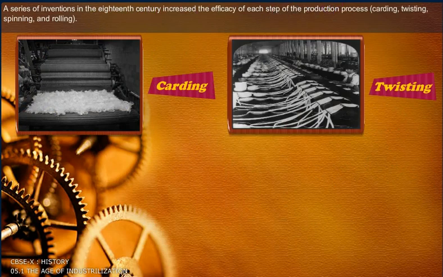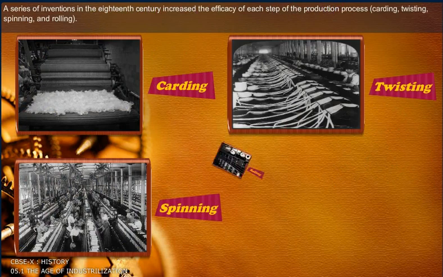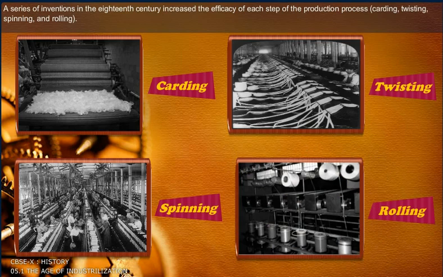A series of inventions in the 18th century increased the efficiency of each step of the production process: carding, twisting, spinning, and rolling. They enhanced the output per worker, enabling each worker to produce more, and they made possible the production of stronger threads and yarn.